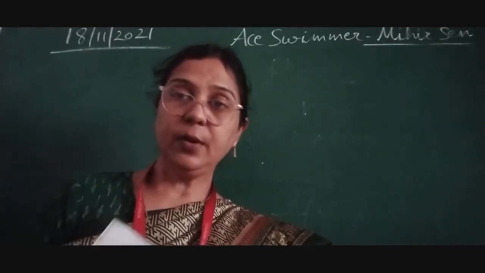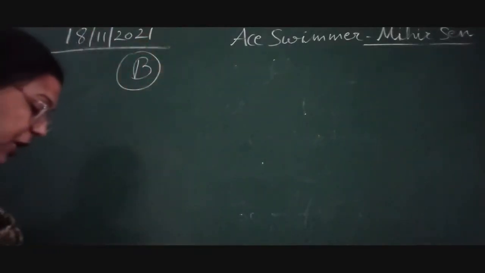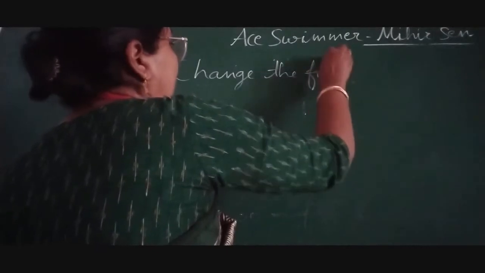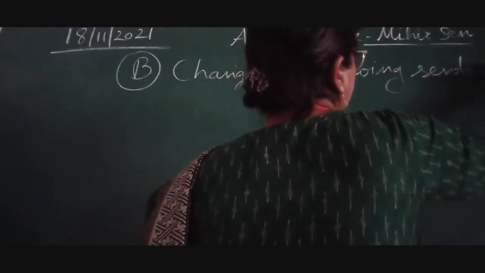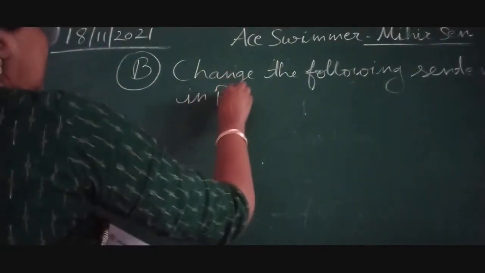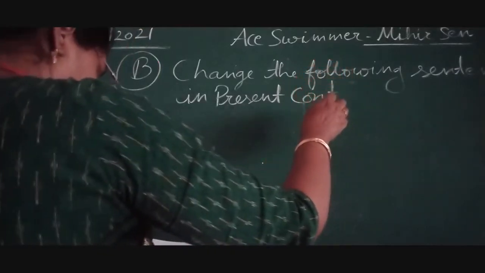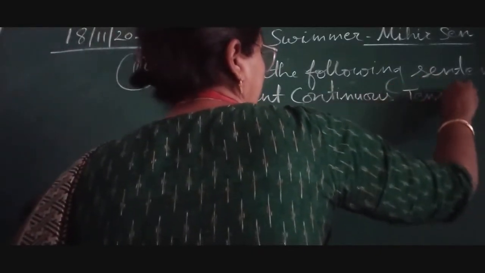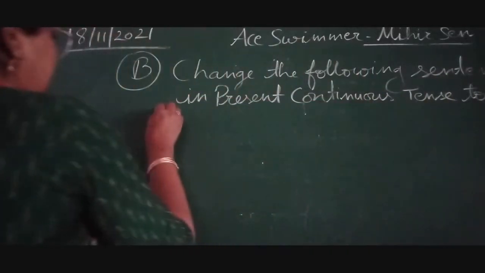Okay, that we have already done. Now we are going to do B number exercise, that is change the following sentences in present continuous tense to past continuous tense.